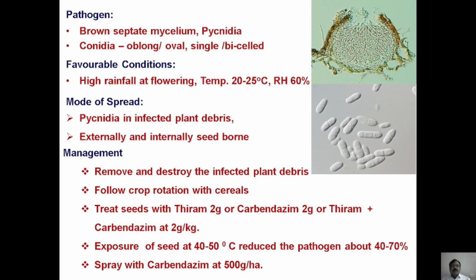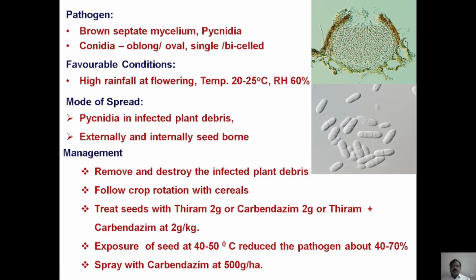The pathogen produces brown septate mycelium and produces the asexual fruiting body pycnidium. This is the typical shape of pycnidium, which in turn contains conidia, which are oblong or oval, single-celled, occasionally bicelled in nature. High rainfall during the flowering stage as well as a temperature range of 20 to 25 degrees with more than 60% relative humidity favors the disease development. And then the pycnidia from the infected plant debris serve as a source of inoculum.